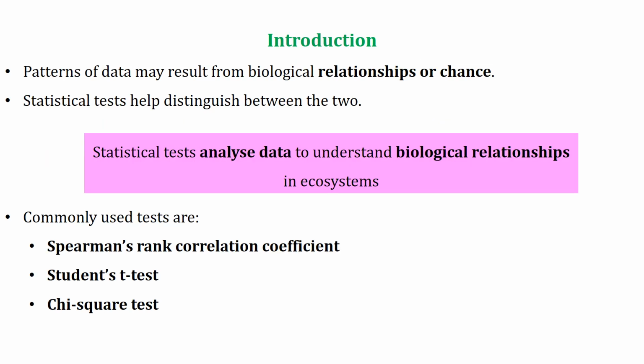In ecology, patterns in data can appear due to biological relationships or simply by chance. Statistical tests help us determine which is which. Some of the most commonly used statistical tests in ecology are Spearman rank correlation coefficient, Student's t-test, and chi-square test. Let's learn how they work.